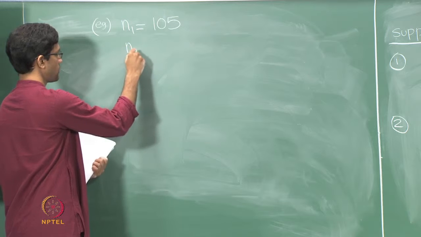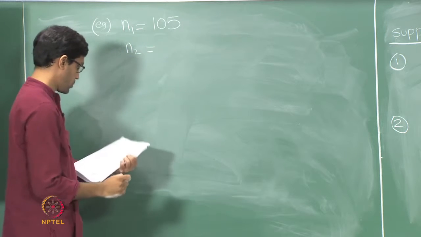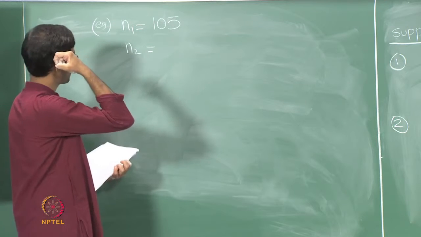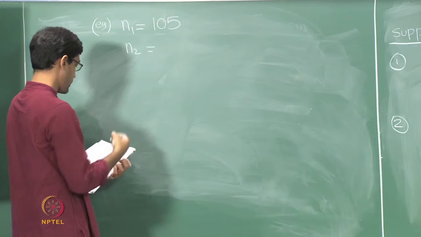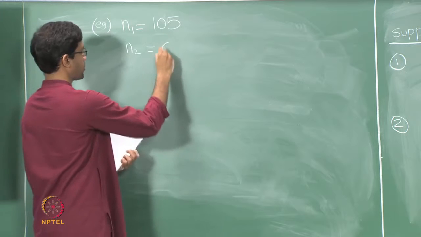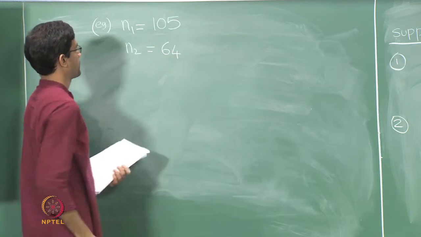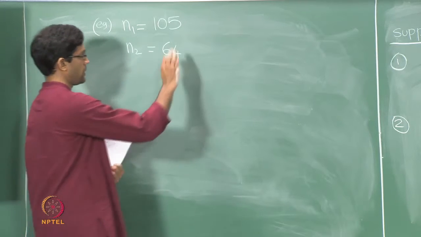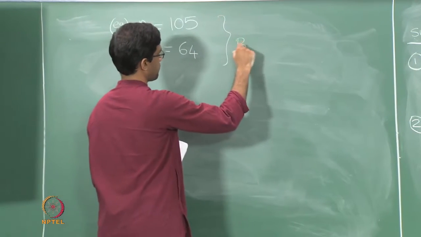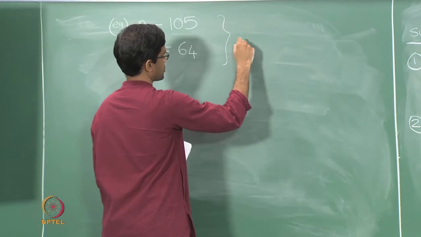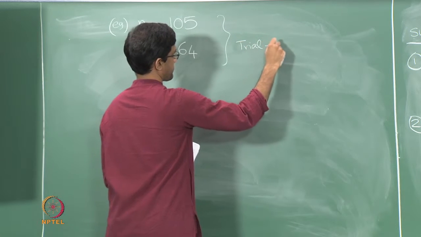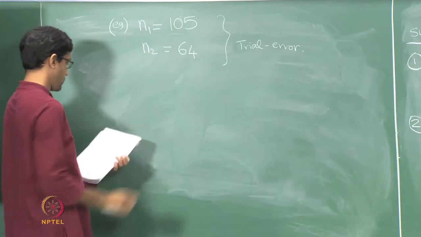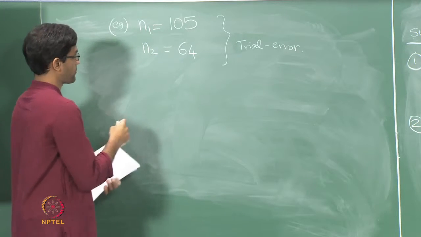Similarly, n2 should be congruent to 0 mod 8 but 1 mod 21, so that's 64. So n1 and n2 in this case turn out to be 105 and 64. And how do I obtain this for now? Well, if you think of it, it's just by trial and error, just brute force. But having gotten this, let's try and solve the problem from last time.